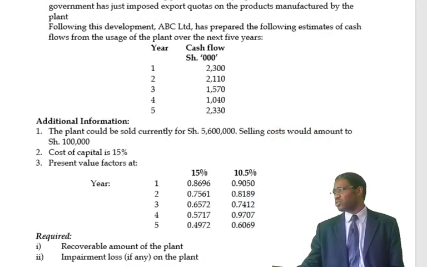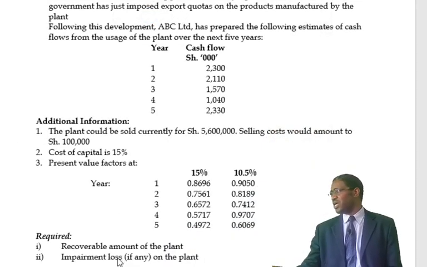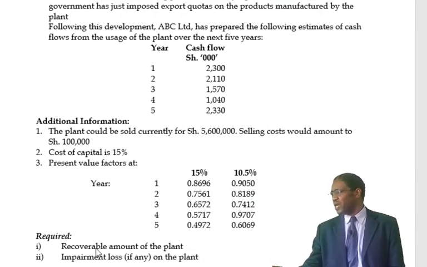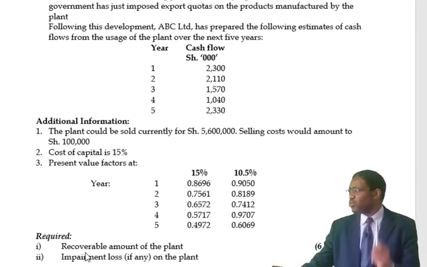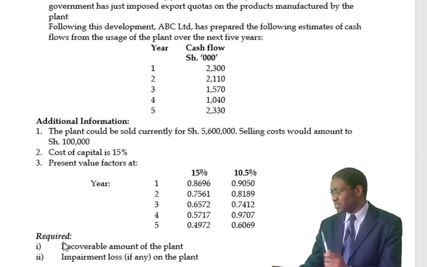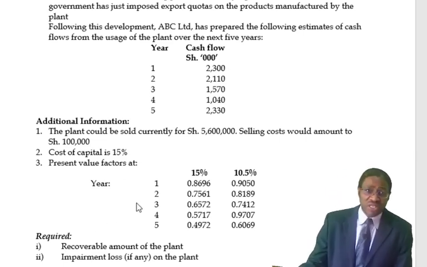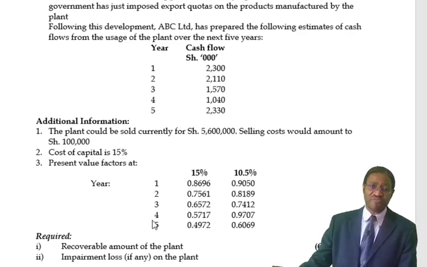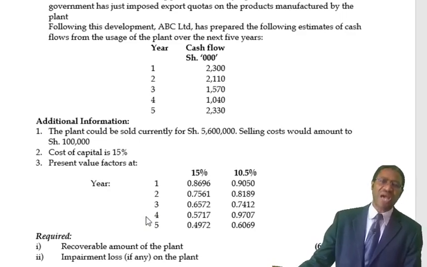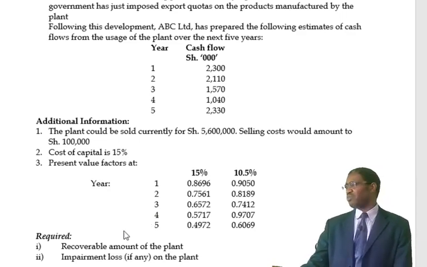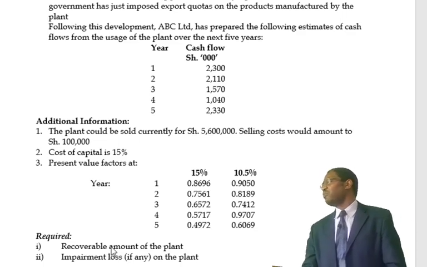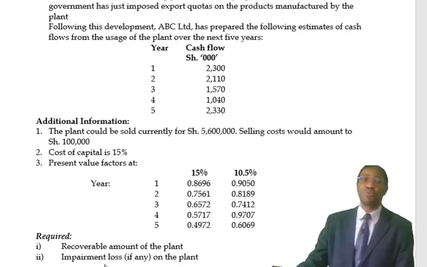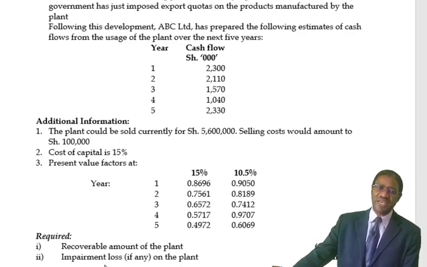Let's go back to the question. Part A told you to compute the recoverable amount of the plant, which we are now through with. We have computed the value in use as 6.3 million. We have computed the net realizable value as 5.5 million. Whichever of the two is higher, that's what you pick to become the recoverable amount. And now we can see our plant has a recoverable amount of 6,380,299. I hope that has been understood so far.